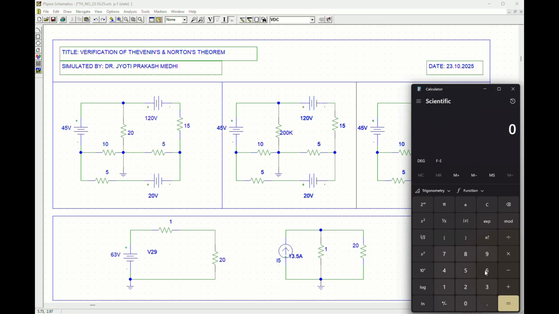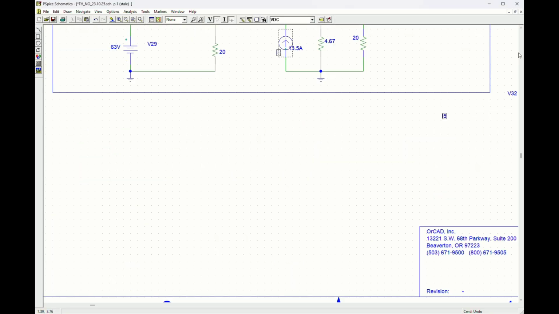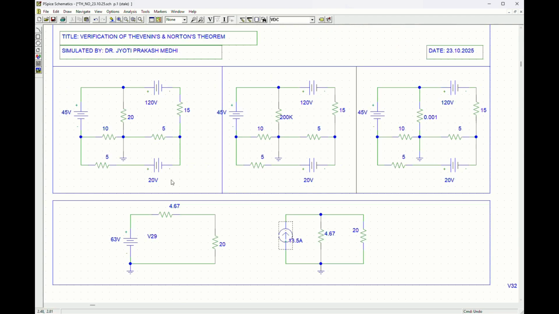So what we have is 63 volt divided by 13.5 ampere, which is 4.666. So we can put this as 4.67 ohm, and similarly this also as 4.67 ohm. Now both the Thevenin and Norton circuits are ready. Now we can simply run the simulation and check the values, just removing the headings.